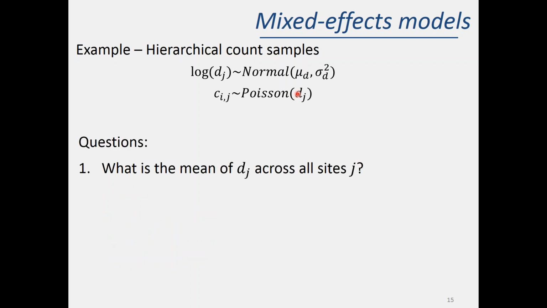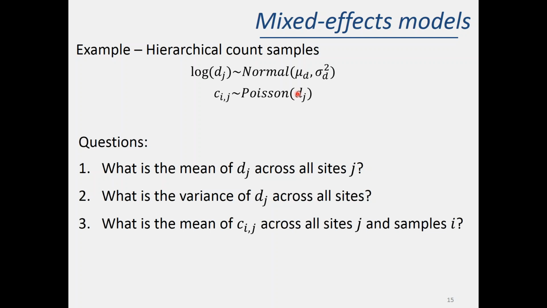Okay, what's the mean density across all the sites in this model? Yeah, well, that's the median, technically. The mean log density, you technically have to do the bias correction, so it's e to the mu d plus the variance divided by 2. What's the variance of d? Well, I have to look it up on Wikipedia. The variance of a log normal is just some mess, and I always forget.